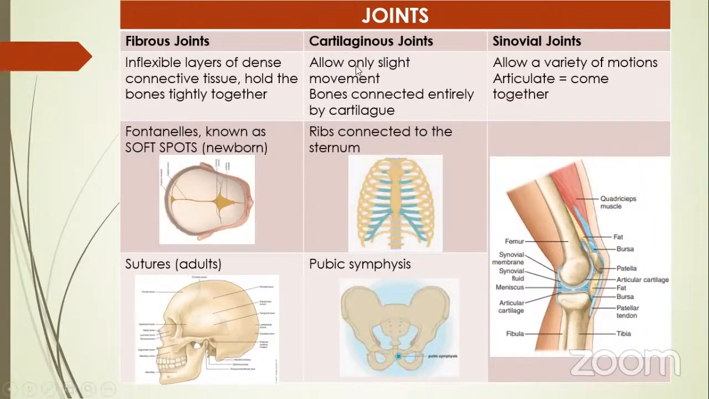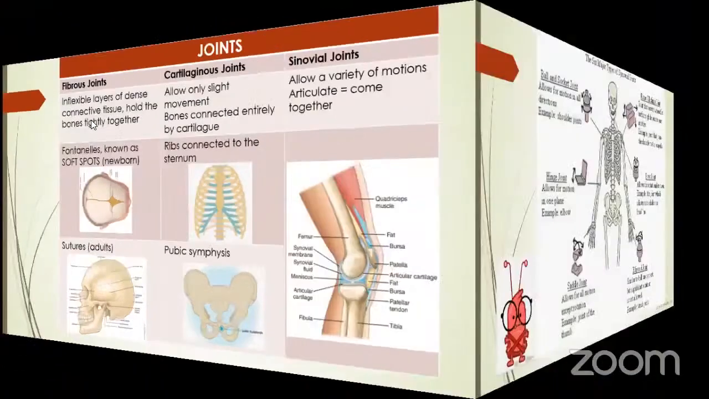Cartilaginous joints allow only slight movement, bones connected internally by cartilage. For example, ribs connected to the sternum and pelvic symphysis, right? The synovial joints allow a variety of motions, articulate, come together, right? Just for information, check this.